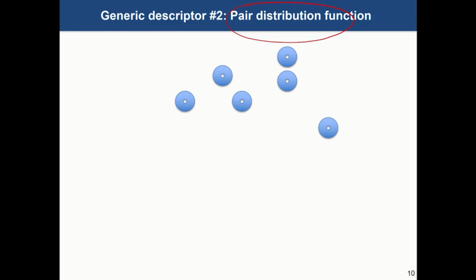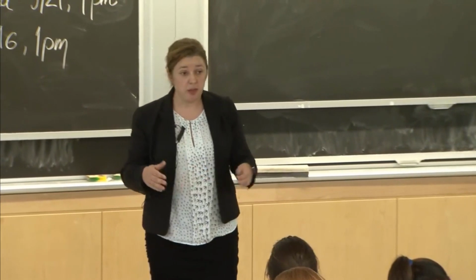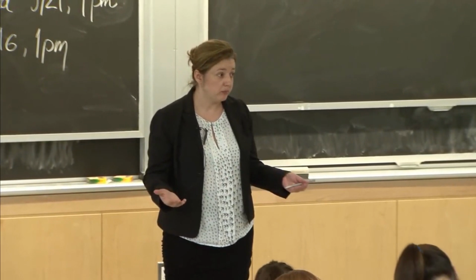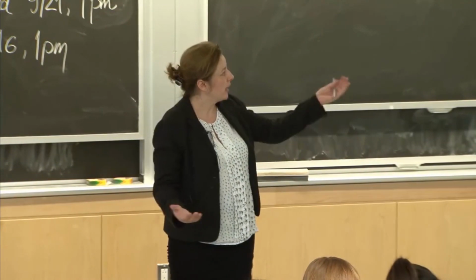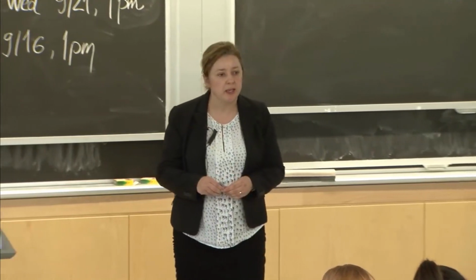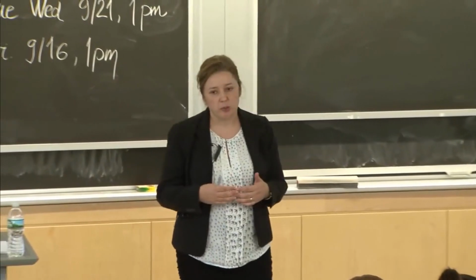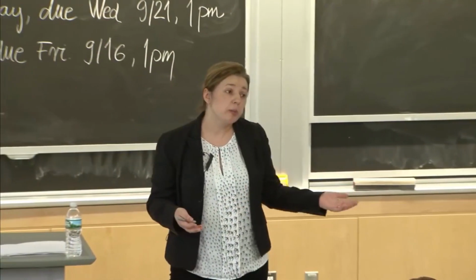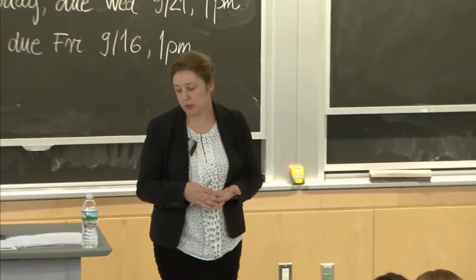By the way, these are called generic descriptors. The generic descriptors, the free volume and the pair distribution function, simply mean that they can be applied to any type of material. So I can define the free volume in a crystalline and non-crystalline material. I can use the pair distribution function in any, right? So they're very generic. When we start to talk about some of the descriptors for crystalline materials, they cannot be applied to non-crystalline, right? So these are generic. They can be used for any type of material.